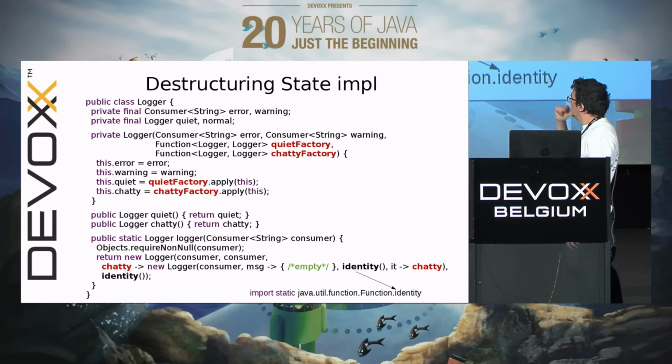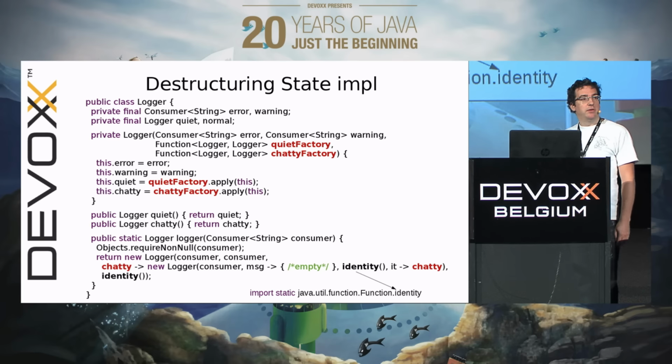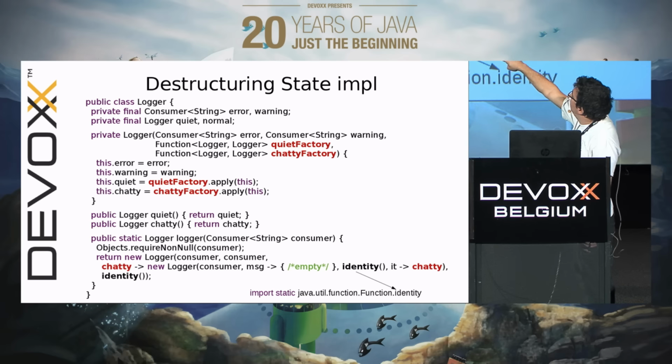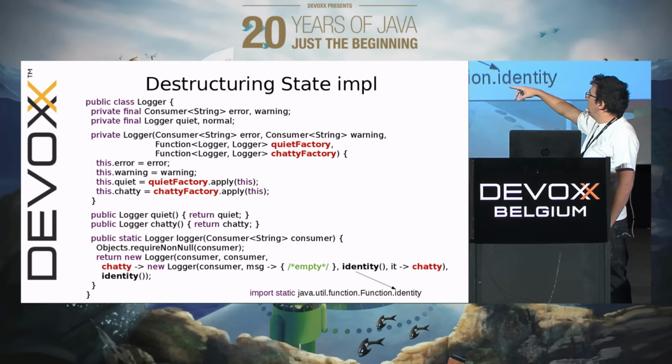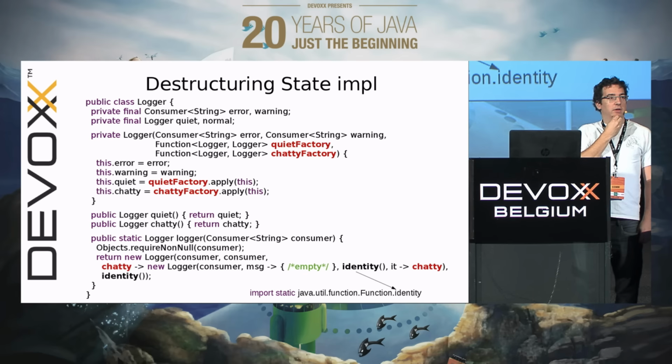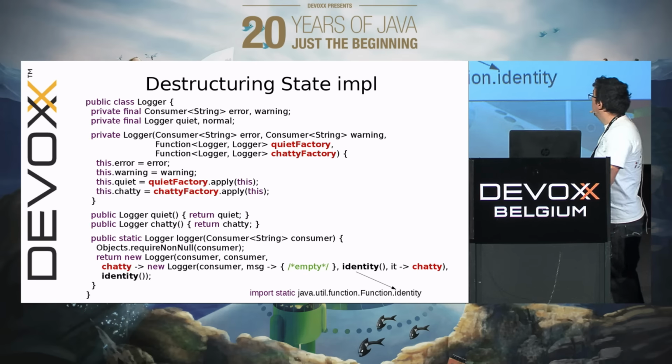By sending this for the two things. So in my static method, I will create the chatty logger that takes two consumers, and then I need to pass the quiet factory and the chatty factory. My quiet factory creates a new logger and will be called with the chatty as parameter, because the quiet factory is called with this here. So the second new creates the quiet factory. I send the consumer. The second parameter is a lambda that takes the message and does nothing. So the warning will not be outputted.